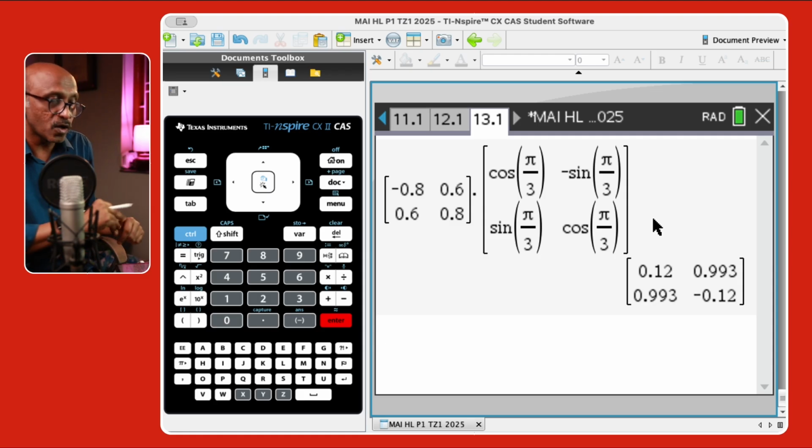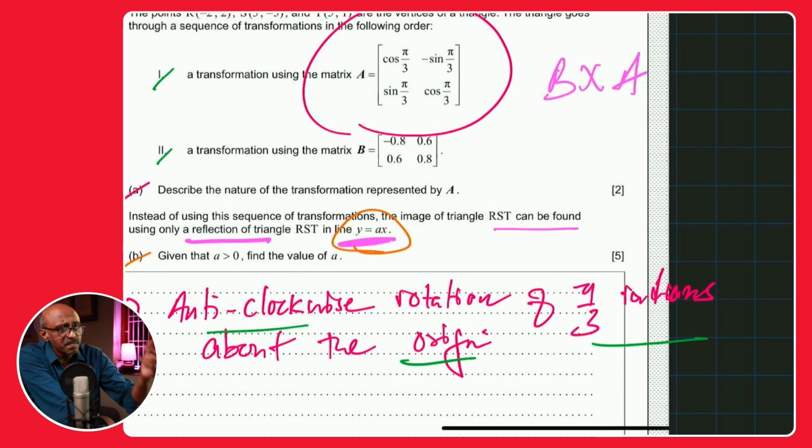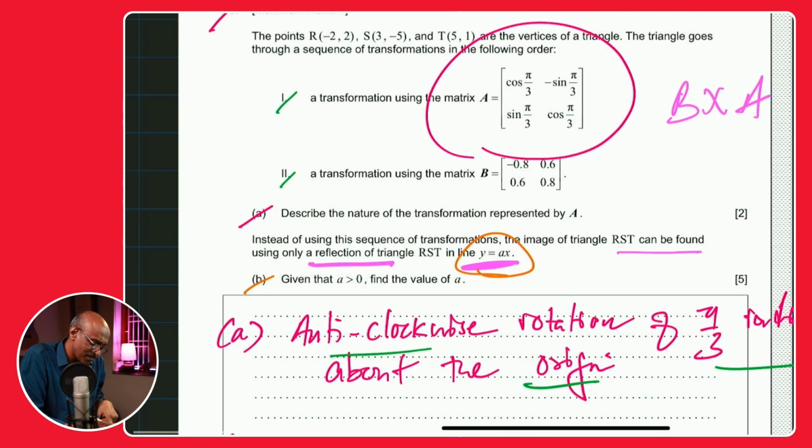So this is B cross A, and I'm going to copy it down as it is. You got 0.12, negative 0.12. Remember, these two values are cos 2 theta, and these two values are sin 2 theta, okay? That is what we're going to compare with in order to find our value of M, which they have given as A.